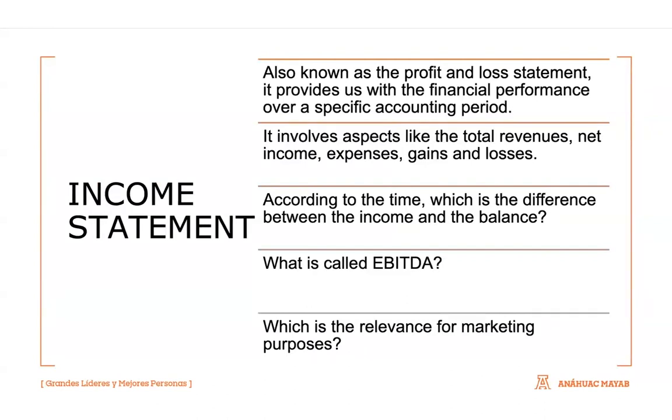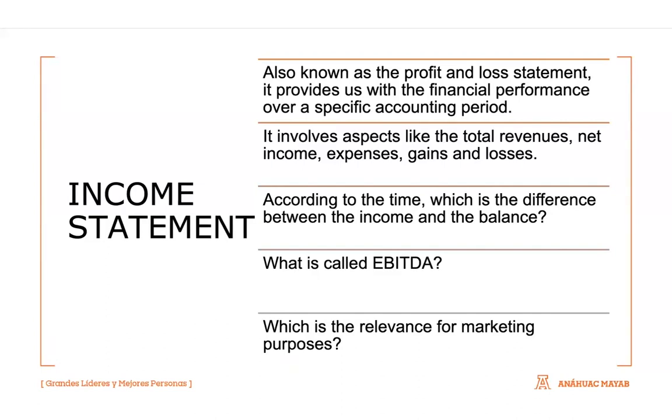For example, January 1st until January 31st. Okay, that's the range of time. When is the proper one? Well, each company will define if they're going to do it by month, every 6 months, each semester, or annually, which is more general. And of course, what are the main aspects that we can see in an income statement? It's kind of like in every level: revenues, net income, expenses, gains, and loss.